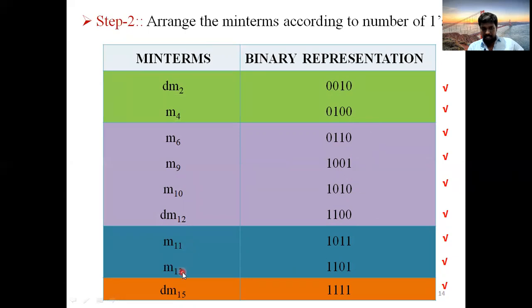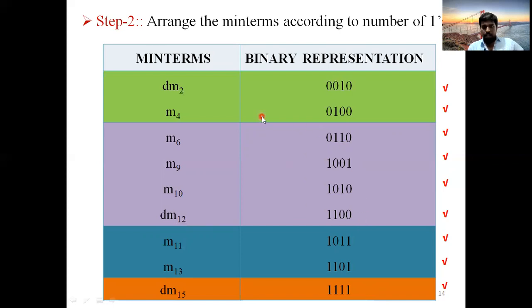Next, 11 and 13 consist of three ones. See here, three ones are there, here three ones are there. So like that you arrange the groups. And the last group is only a single term consisting of four ones. This group consists of a single one, this group of two ones, this group of three ones, and this group of four ones. So by the number of ones, I started grouping the minterms. That is the second step.